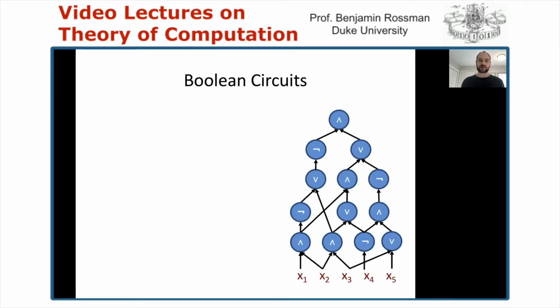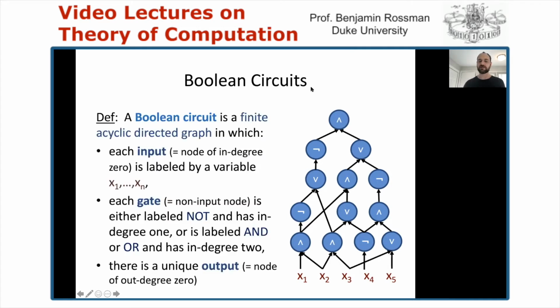So the model of computation that we study for computing Boolean functions are Boolean circuits. So you see here a circuit depicted on the right. Circuit is comprised of and, or, and not gates, and the inputs are just the coordinates of the string. So the way we would formally define a Boolean circuit is as follows. So as a finite acyclic directed graph in which each input is labeled by a variable, each gate is either not and, or. Let me start over because this sucks.